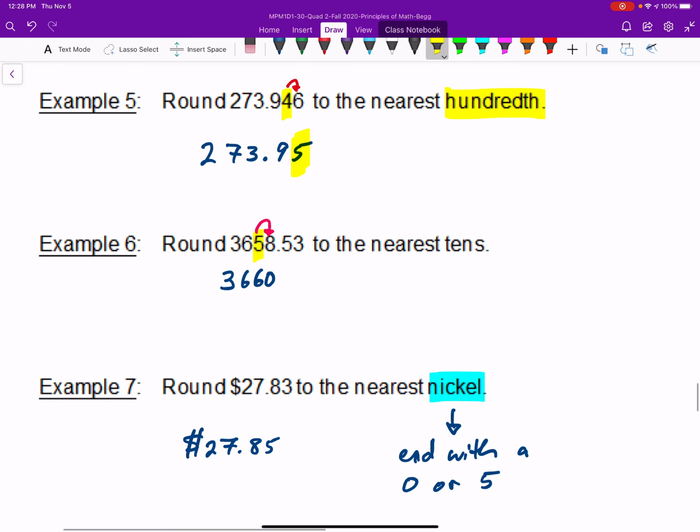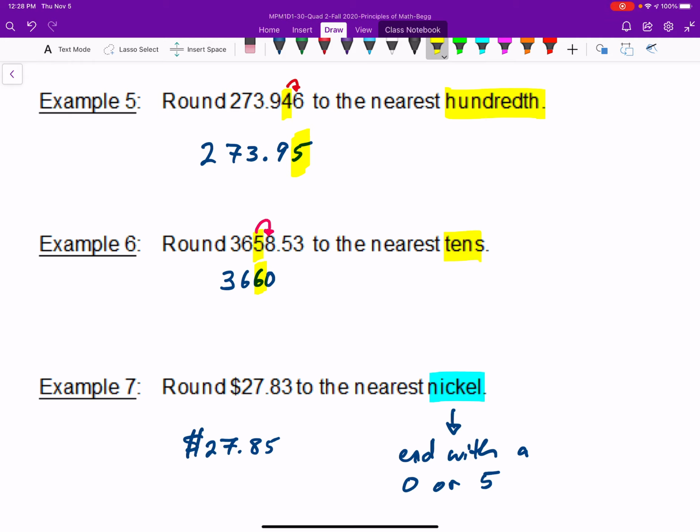In example 6, I would round to the nearest tens, not tenths, but tens. So that's the second place to the left of the decimal. So that's what I've highlighted in the 5 there. Or the 5 I've highlighted in yellow. But that means I look to the right of that again, into the ones column. That's 8. So that's a number bigger than 5. So again, I'm going to round my tens column up by 1. And so I round that up to a 6.